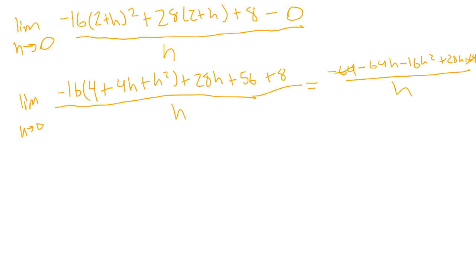So now we're taking our limit as h approaches 0. We're going to have -16h squared. Up here we have -64h and 28h. So that's going to give us a value of -36.